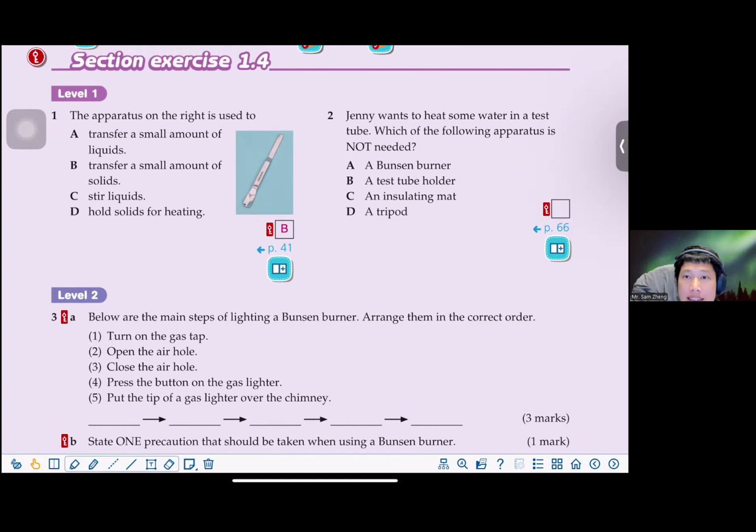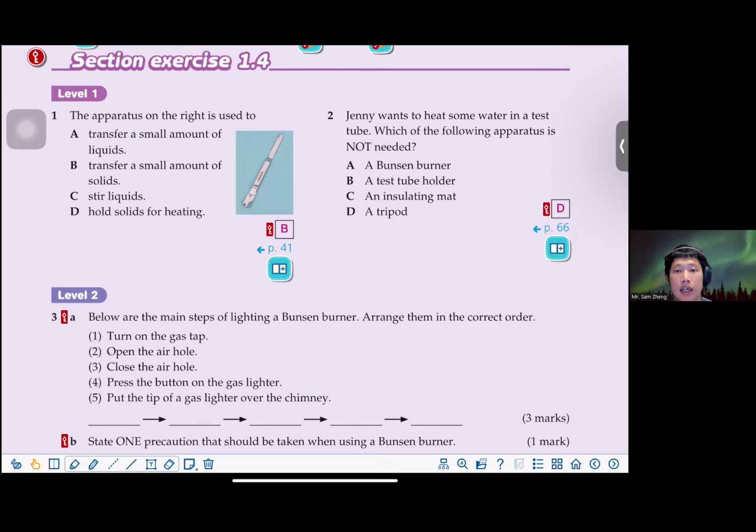Next, Jenny wants to heat some of the water in the test tube. Which of the following apparatus is not needed? In this case, it would be the tripod, because we want to heat some water in the test tube. So actually, we are trying to directly apply the heat to the test tube. The test tube will be evenly heated, and we will make a circle, using the test tube to surround the flame.